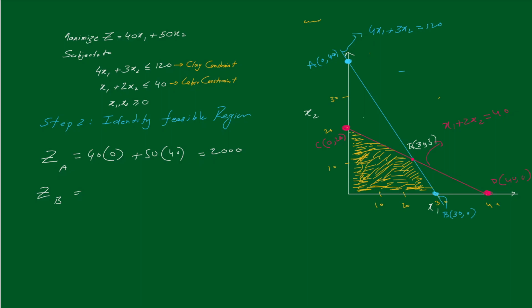Point B, yes, it is in the feasible region, which is 30, 0: 40 into 30 plus 50 into 0. So we get 1200. Since point D is infeasible, we will not evaluate it. We don't need this point. You will evaluate only those points which are in the feasible region. So in this case, we don't need A either. Yes, that's my mistake. We don't need that.